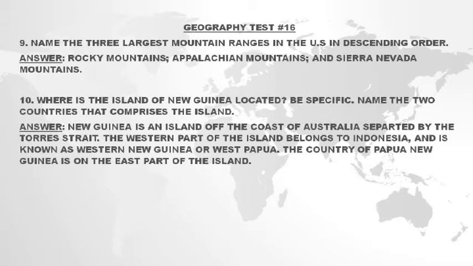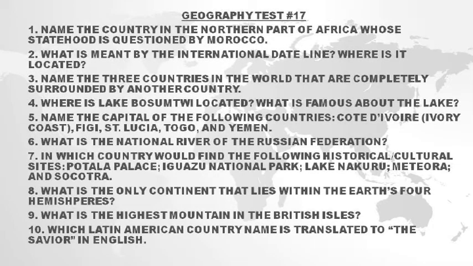Now let's go into the next test, which is Geography Test 17. Again, it will be 10 questions developed on the different regions of the world that I talked about in the beginning of the presentation. Question 1. Name the country in the northern part of Africa whose statehood is questioned by Morocco. Question 2. What is meant by the international date line? Where is it located?